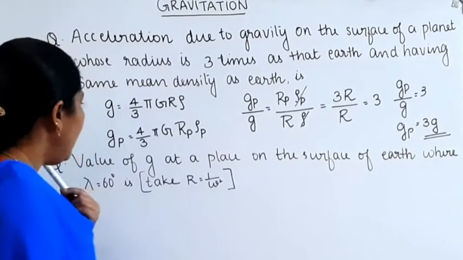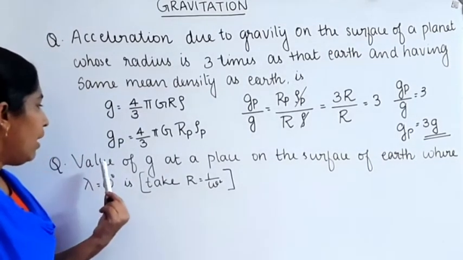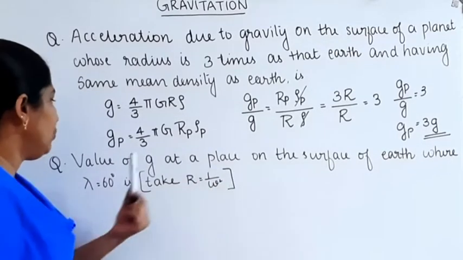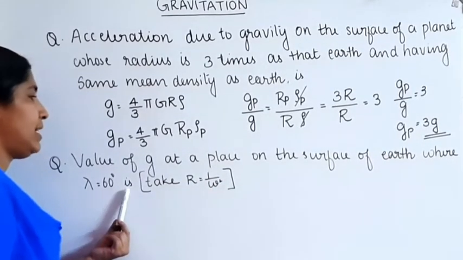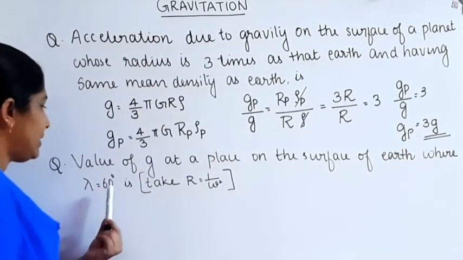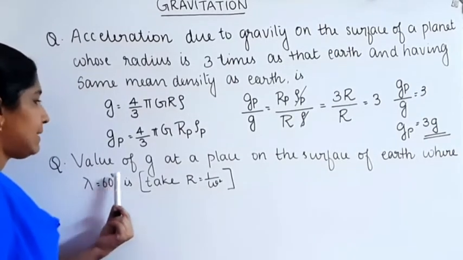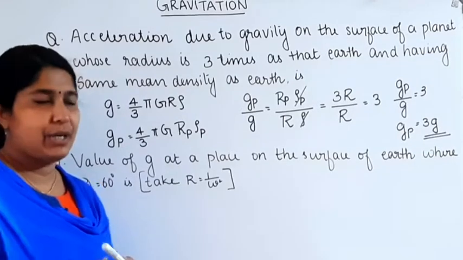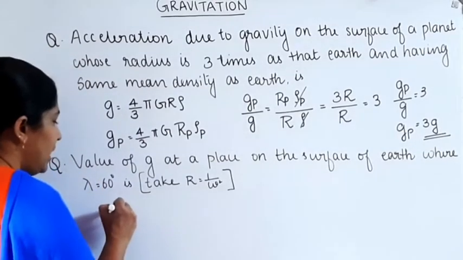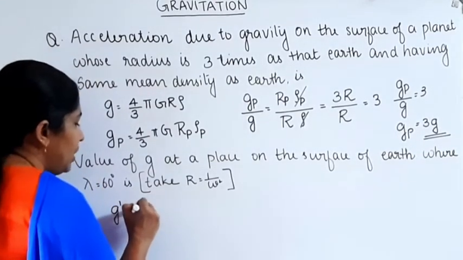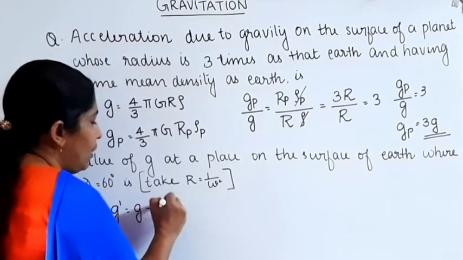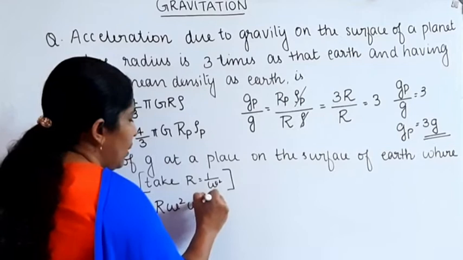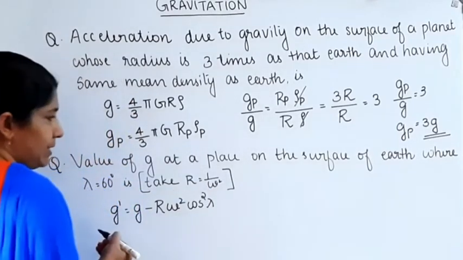Our next question: the value of g at a place on the surface of Earth where lambda is 60 degrees. The latitude is given, equal to 60 degrees. Which equation can we use? We know the equation: g dash is equal to g minus R omega square cos square lambda. Here lambda is equal to 60 degrees.